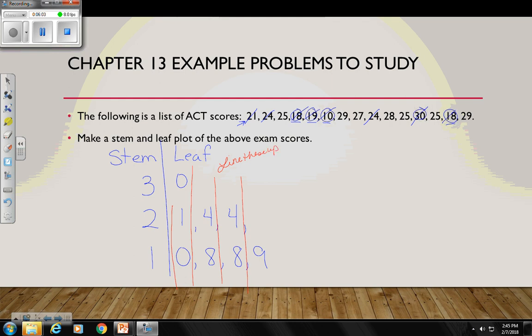Okay, so we've gotten rid of the 24s. Now let's see how many 25s we have. 1, 2, 3 of those. And then 27 looks like the next one. 28. And then 2 29s. That is your stem and leaf plot. The way you can count to make sure that you have everything represented on your stem and leaf plot is to count your data points. 1, 2.